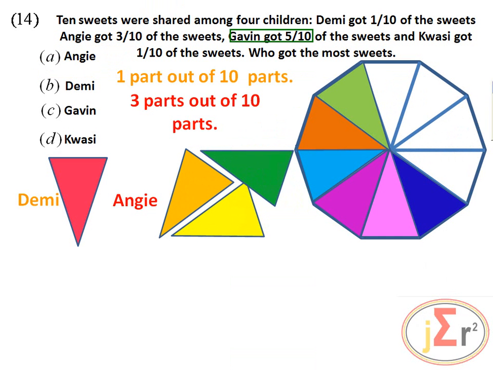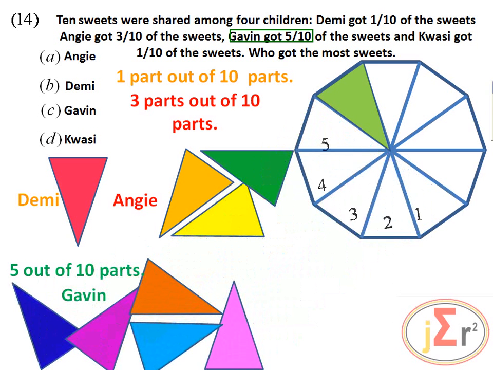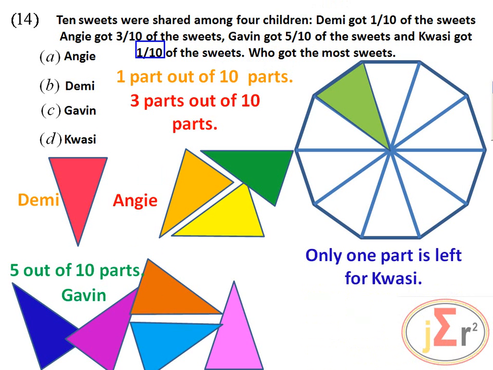And Gavin got 5/10. So 5 out of 10 parts. So Gavin will get how many parts out of 10? 5. 5 equal parts. How many parts are left? 1. Well, Demi will get that one. No? Who will get that one? Yes, Quasi will get that one. So 1/10 is what is left. So only 1 part is left.